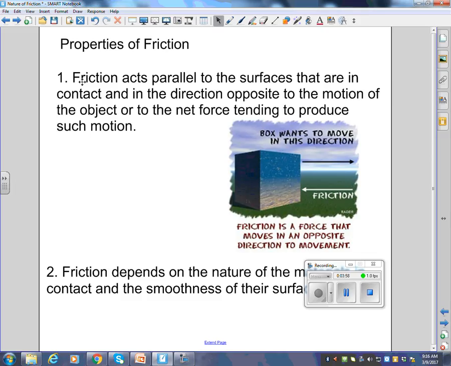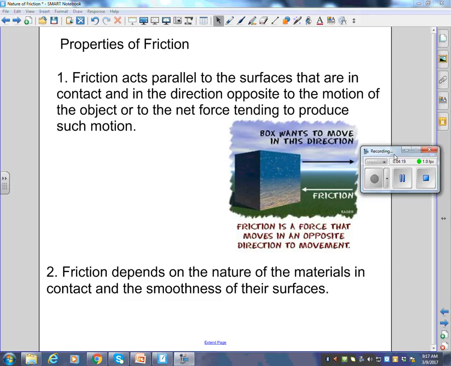But what if it's not moving? What if I just push on a big desk that's attached to the ground here? Well, friction is opposite to the attempted motion, or to the net force attempting to produce such motion. So there doesn't have to be motion for there to be friction. Friction depends on the nature of the materials in contact and the smoothness of their surfaces.